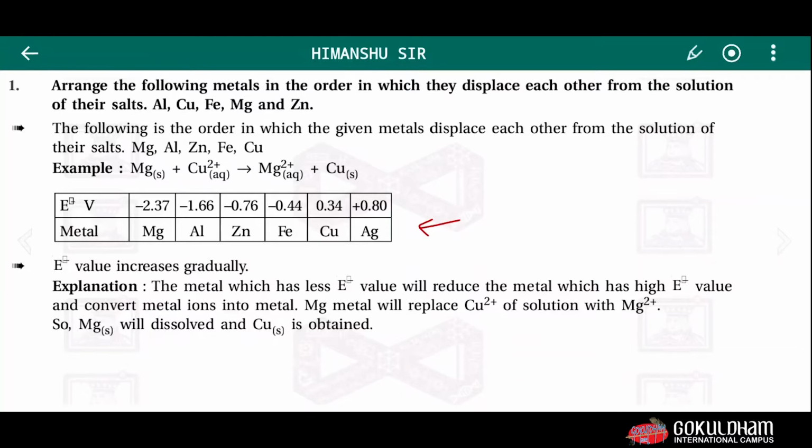So Mg2+ ion is forming in the solution and Cu2+ ion will be reduced to Cu solid, meaning Mg will replace the Cu2+ ions from the solution. You can also take any other two metals and decide which metal will undergo the oxidation process and which the reduction process. Okay.